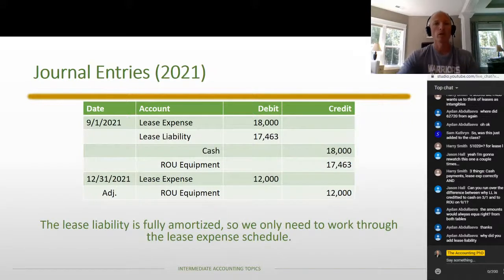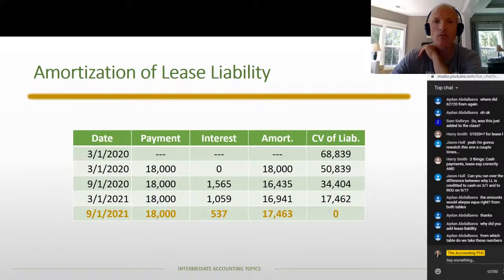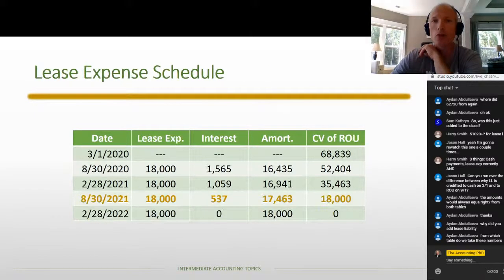So then, as we move forward, on December 31st, 2021, we know we need to continue to record the lease expense. There are 4 months that we need to record, so that's where we get the $12,000. And of course, we also need to record 4 months of amortization for the right-of-use piece of equipment. From which table do we take these numbers? All right, so the cash and the lease liability, those amounts always come from the amortization of the lease liability table. The lease expense and the amortization of the right-of-use asset, those both come from the lease expense schedule.